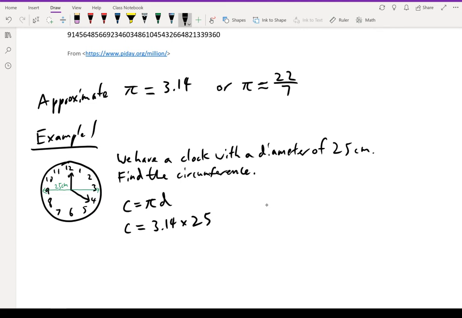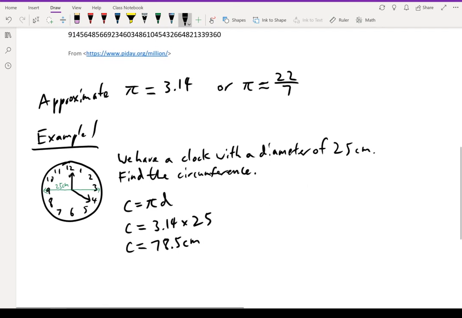Now for this chapter, for these two lessons, circumference and area of circle, I will allow you to use a calculator. You can put in 3.14 multiplied by 25, and you will get C is equal to 78.5 centimeters. Okay, so that's how we find the circumference.